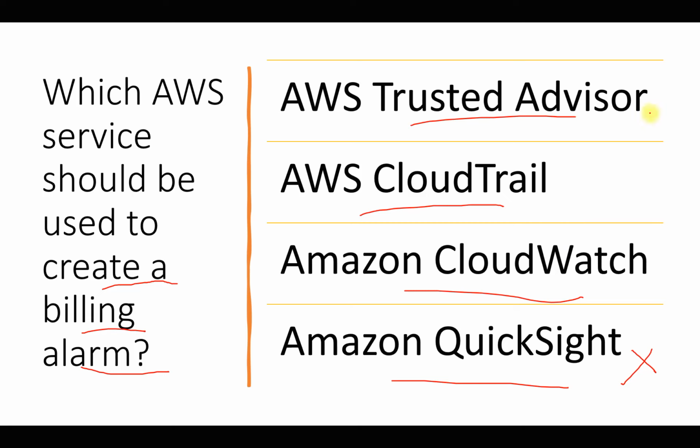If I talk about the Trusted Advisor service, that is also not correct. CloudTrail is not correct because it just logs API activities. CloudWatch is the correct service which can create a billing alarm because it monitors and collects the metrics which help us generate the billing, and it will send the alarm to us. So this is the correct choice for this question. Let's see what we have next.